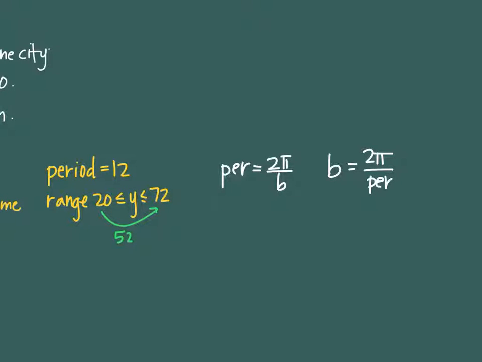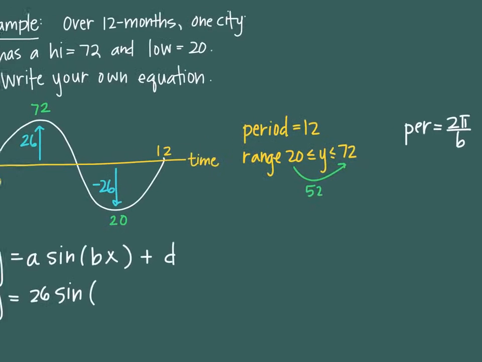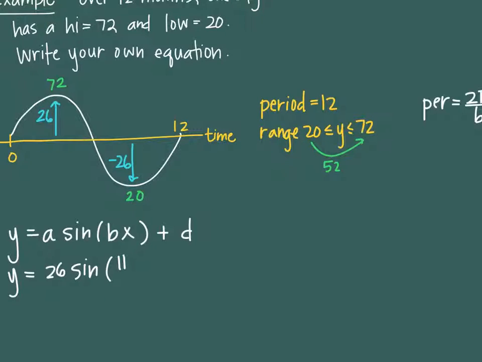So what do we know right now? Do we know b or do we know the period? We know the period. We know the period is 12. And so b would be 2 pi divided by 12, which reduces to pi over 6. So I can come back to my equation, and I'm going to have pi over 6 for my b. And now I need d.